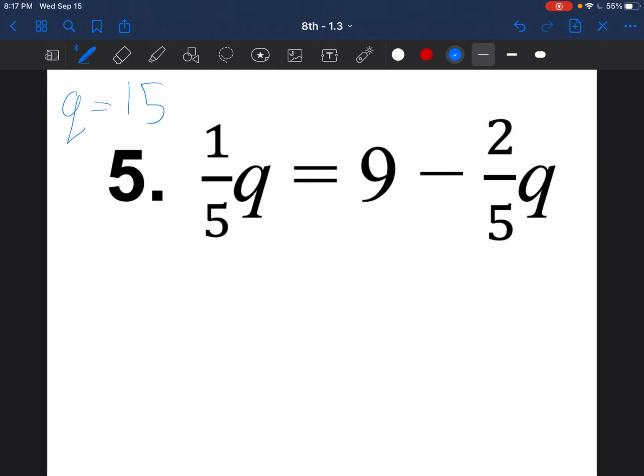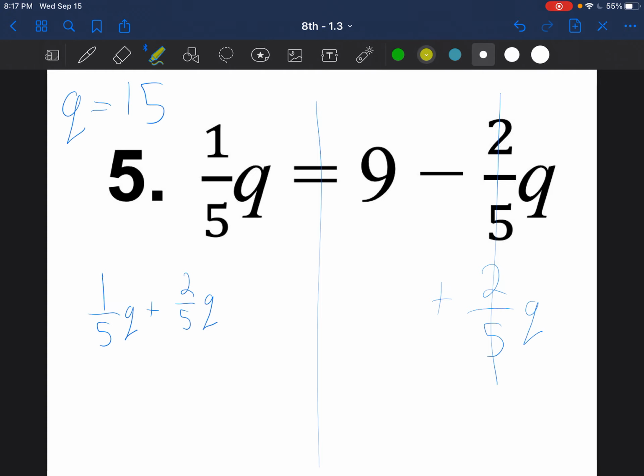What is the opposite of subtracting 2 over 5q? Well, that's going to be adding 2 over 5q. Don't forget to cross it off. Whatever you do on one side, do it to the other. So now you have 1 over 5q plus 2 over 5q. Well, how do we add fractions? We need to have a common what? Denominator. And then 1 plus 2 gives you 3 over 5. Keep the same denominator. 3 over 5q is equal to 9.